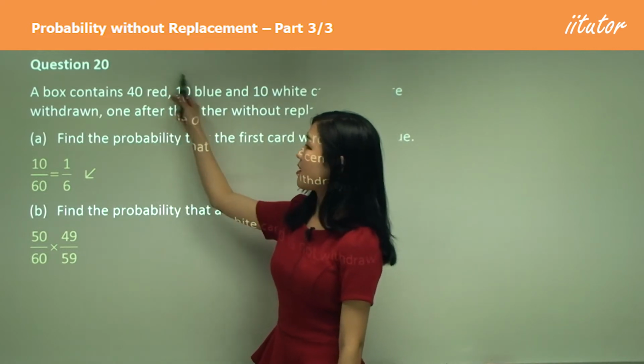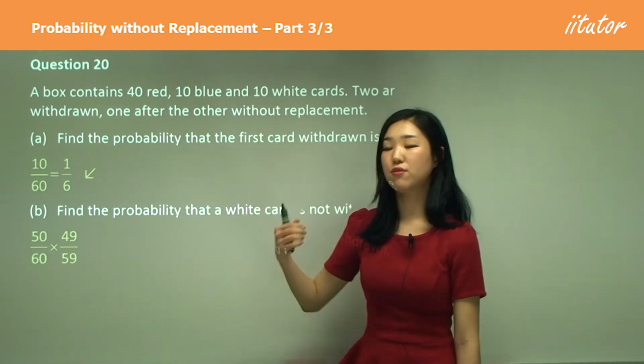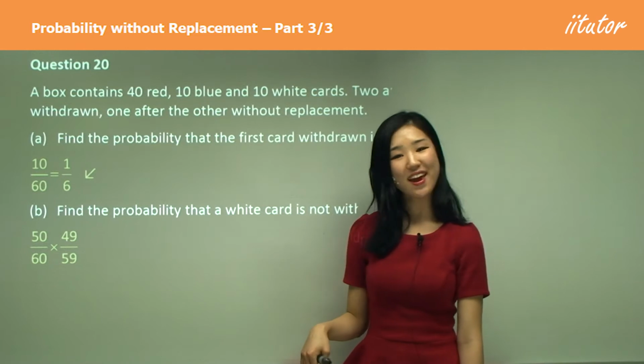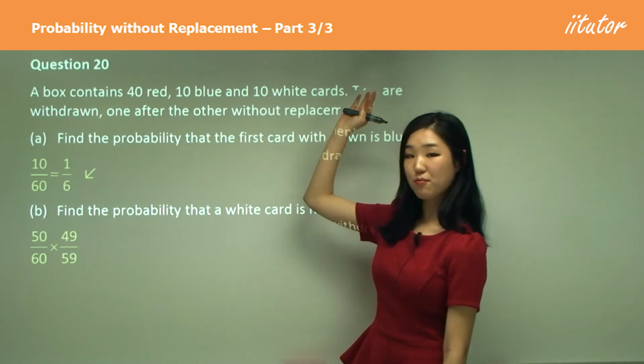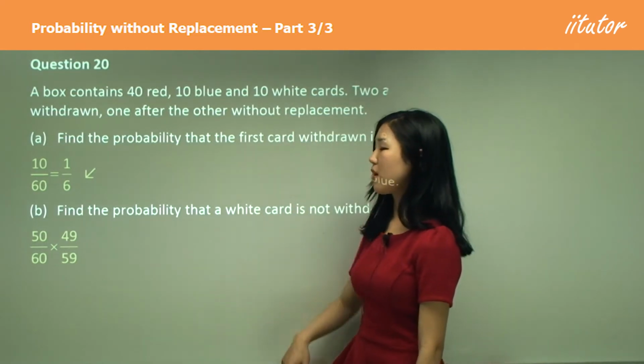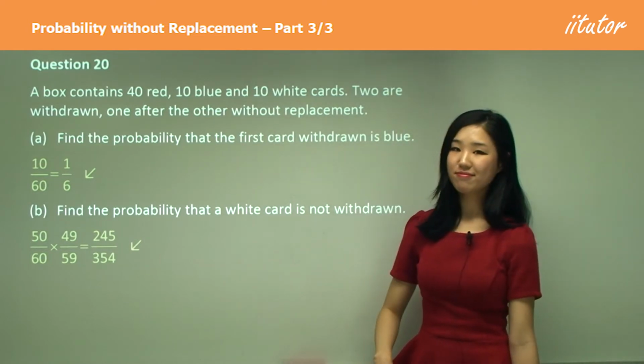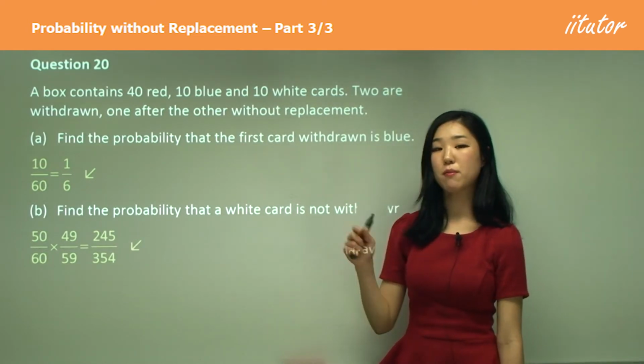And out of the 60 cards in total, I only have 59 to choose from. Okay, so see how I'm excluding that 10, because I don't want white. And then you just multiply those together to get that. So I've just subtracted 1 from top and bottom.